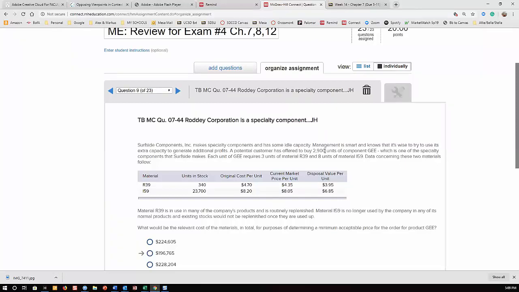But for the I-59, since it's no longer being used, you would use the disposal value, and then add it together. Yeah, because I'm not buying it anymore, so I wouldn't really care about the current market price. And this for sure is not a thing. Okay. Thank you.